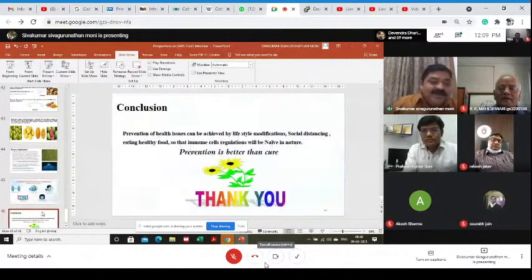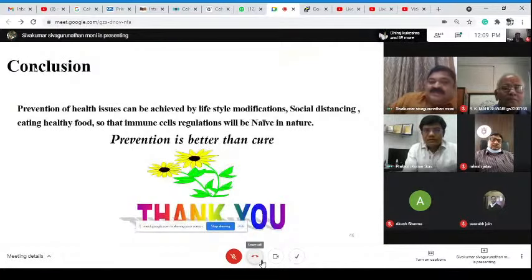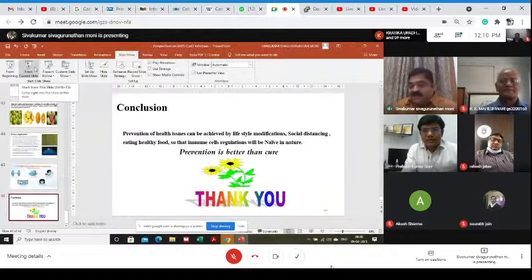And once again, I want to conclude here. Prevention of health issues can be achieved by lifestyle modification, social distancing, and eating the healthy fruits that I have given, so that immune cell regulation will be in normal condition, and it can prevent us from various infectious states, especially SARS-CoV-2 infection. So prevention is always better than cure. Please take care of these lifestyle modifications. Thank you so much.